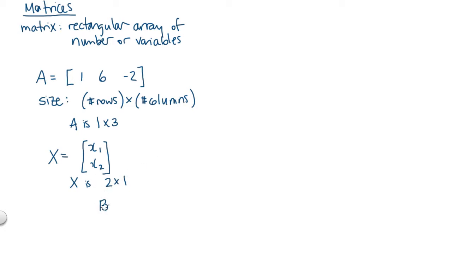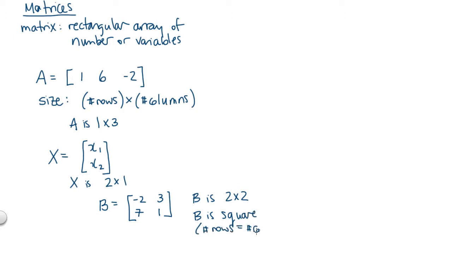Matrix B, let's say it looks like this. In terms of its size, we would say B is 2 by 2. And because B has the same number of rows as columns, we could actually say B is square, meaning just the number of rows is equal to the number of columns.